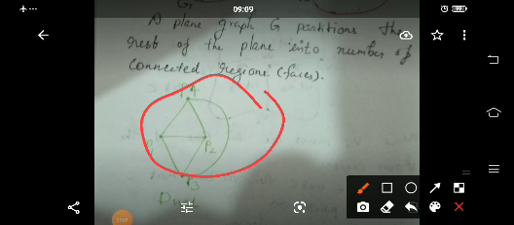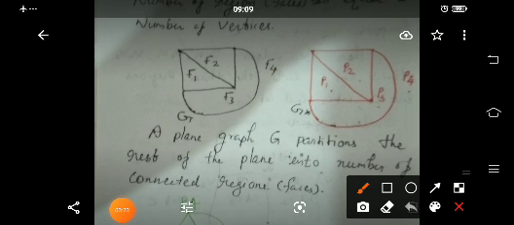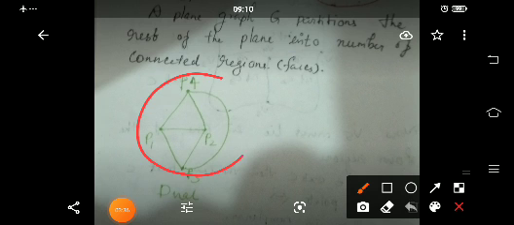Okay, this is the dual, that is P1 to P3, P1 to P4, P4 to P2, P2 to P3, etc. P4 to P3. Here these partitions P1, P2, P3, P4 are all adjacent. Then we connect them using edges. The rest of the graph, that means the remaining graph, is called the dual. This is the dual of the above graph.